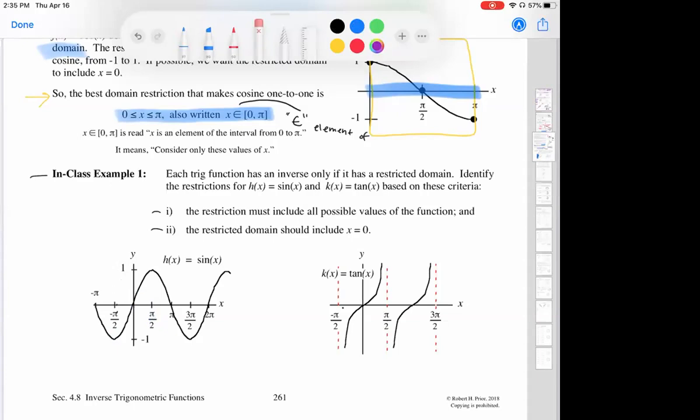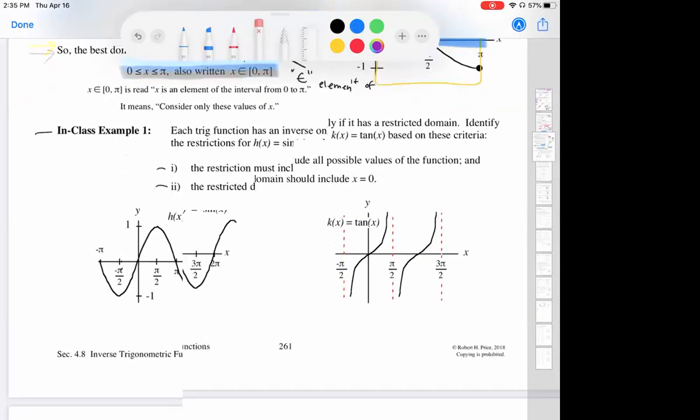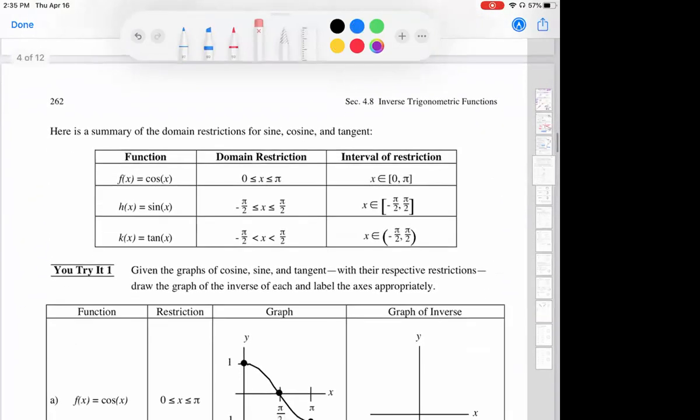Let's take a look at tangent. I want to make sure I include 0. So that's going to be included. But I don't want any points to cross more than once. So if I draw a horizontal line, I see that I cross here and here. So this might be easier. I would just want to restrict it to one branch. So this would be our only window from negative pi over 2 to pi over 2, and we have our answers here.